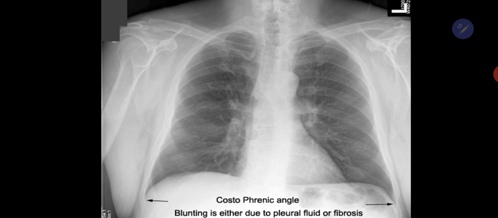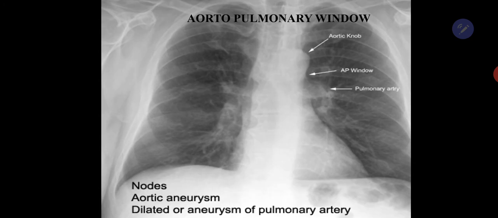And just like we discussed, here is the costophrenic angle, and usually these angles should be clear. If you see any blunting, it can be either due to pleural fluid, that is pleural effusion, which settles into the most dependent part, and or fibrosis.